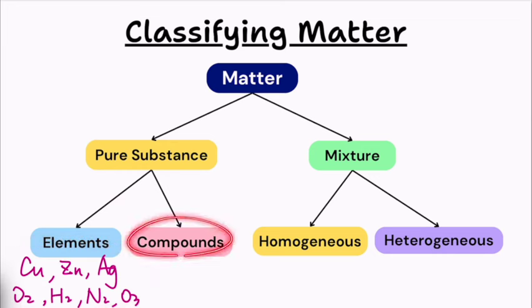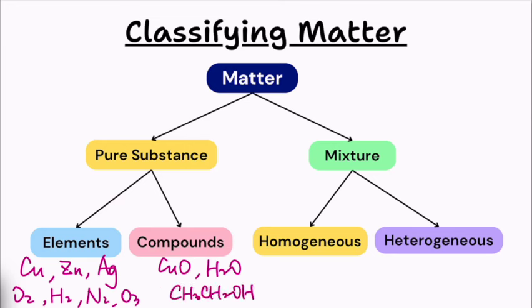Then what is a compound? A compound is a substance that can be written in terms of 2 or more different types of atoms, such as when copper reacts with oxygen, it forms copper oxide. Let's say water, when hydrogen and oxygen react, so H2O. Ethanol, the alcohol, consists of carbon, hydrogen, oxygen, 3 different types of atoms. So these are what we call compounds.